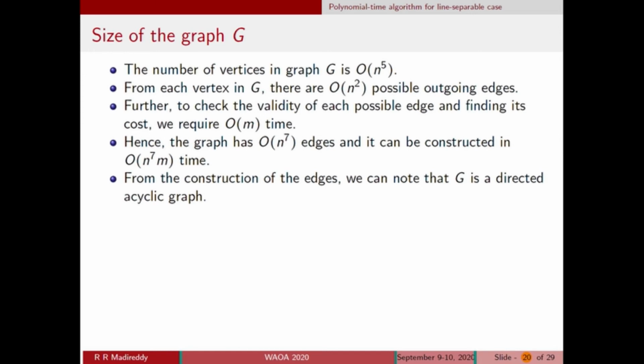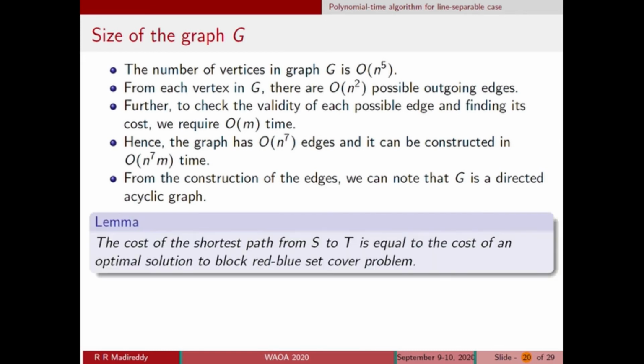And one can easily notice that the graph is also a directed acyclic graph. One can easily add two special vertices S and T, which can be seen as a source and destination for this directed acyclic graph, to make sure that there is a unique source and sink with the appropriate edge weights. And the lemma that we claim is that the cost of the shortest path from S to T is equal to the cost of an optimal solution to the block red blue set cover problem.